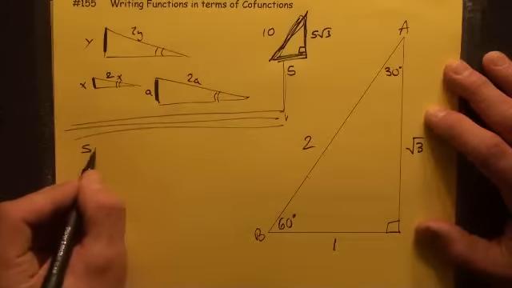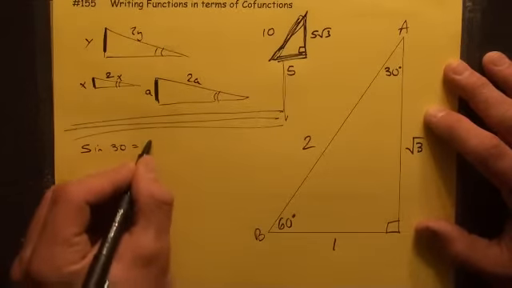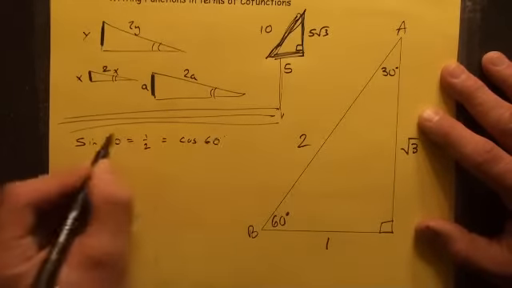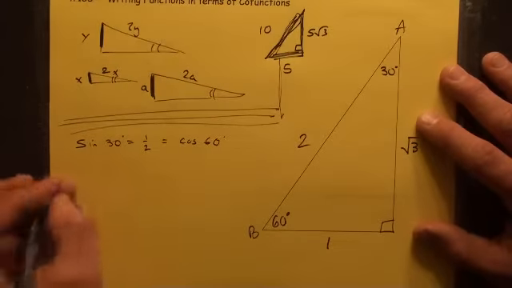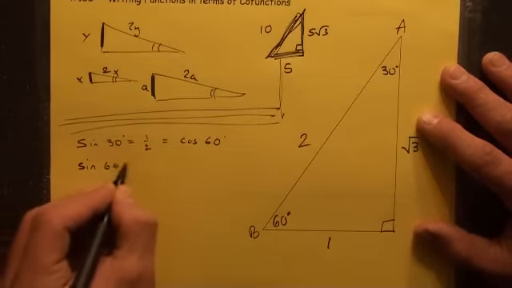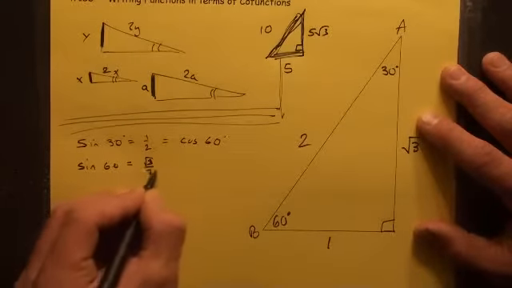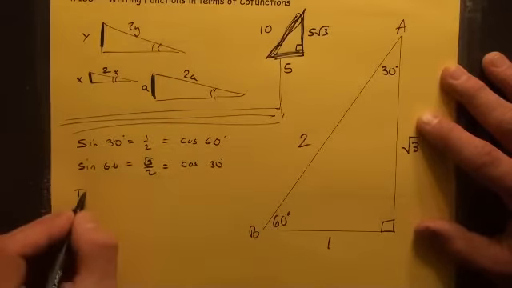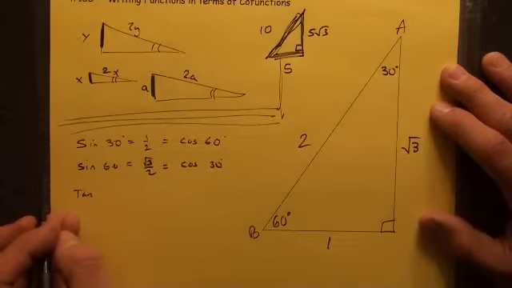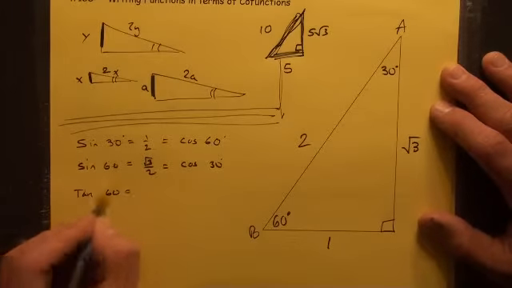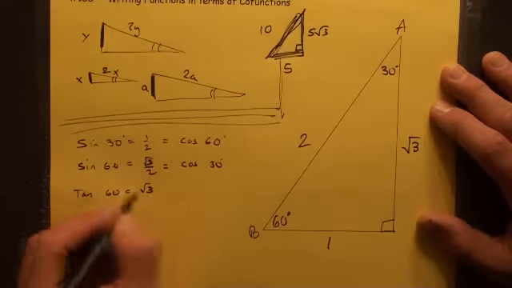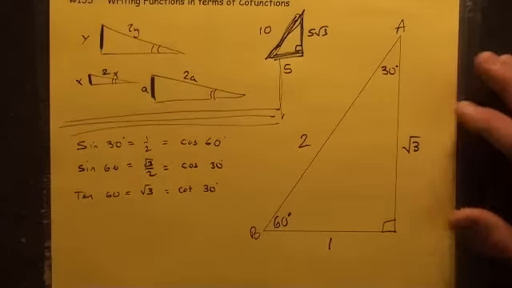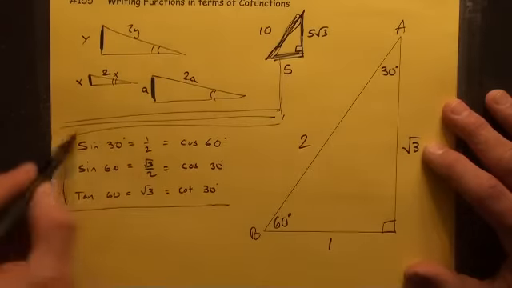Sine of 30 is half, which is the same thing as cosine 60. Sine 60 is root 3 over 2, which is the same thing as cosine 30. Tangent 60 equals square root 3, which is the same thing as cotangent 30 degrees. What we have here is a very simple pattern.